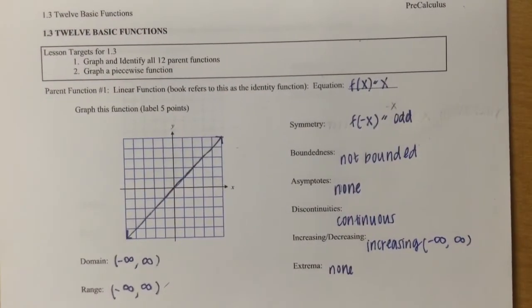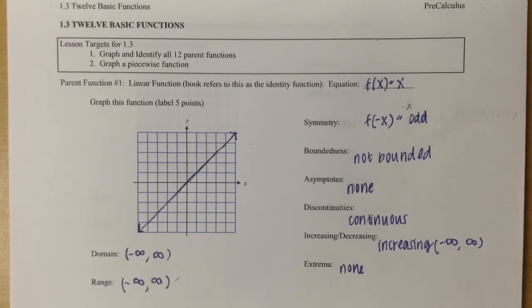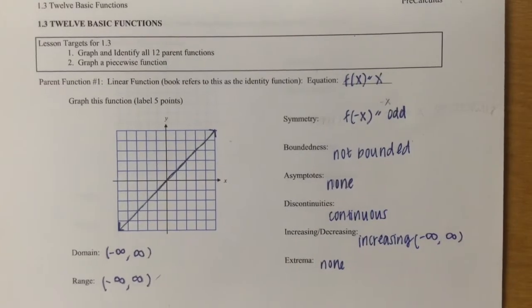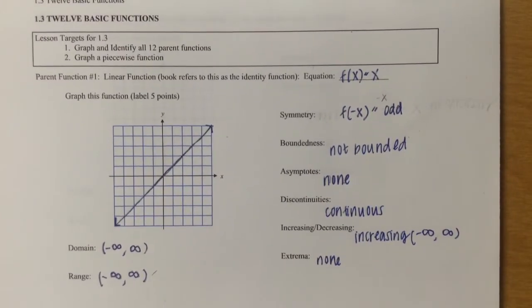Okay, so the first equation is f of x is equal to x, which is a linear function. So the domain is from negative infinity to infinity, and the range is negative infinity to infinity. The symmetry is odd. There is no boundedness.